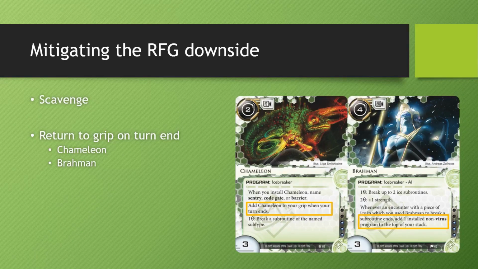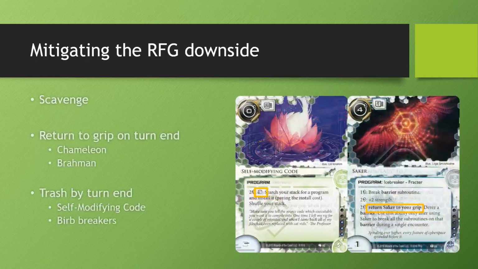This basically means you can use these over and over again with Kabonesa Wu without worrying about them being removed from the game, which is pretty cool. Finally, you can also use things that trash themselves by the end of your turn. Self-modifying code is the most notable of these. With its clickless trash ability, you can potentially use it to get another program that will actually stick on the board when the turn ends.